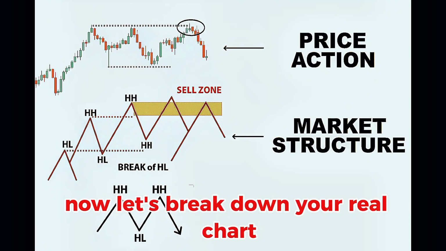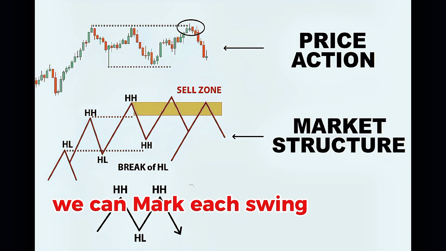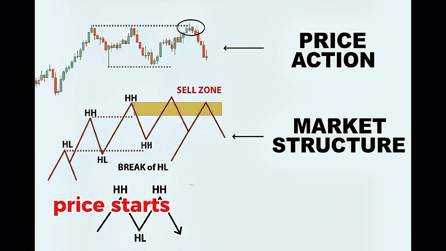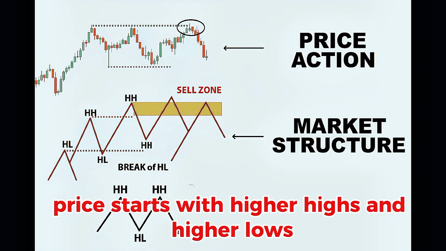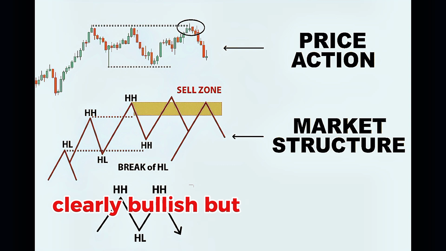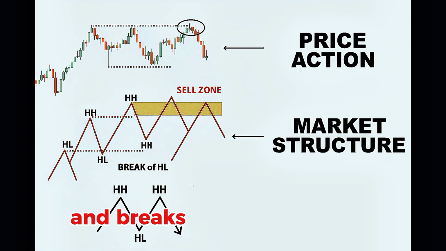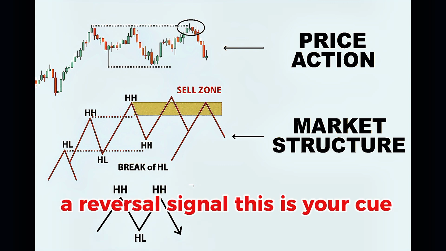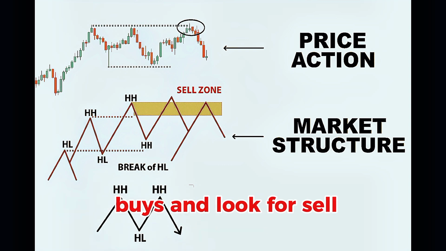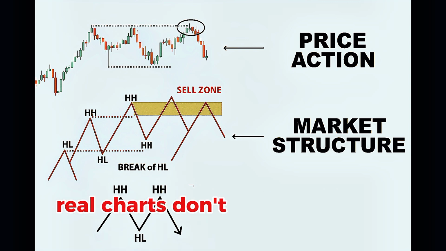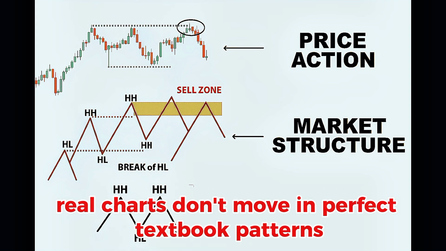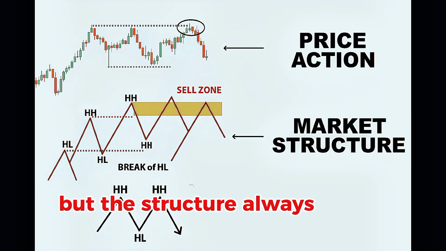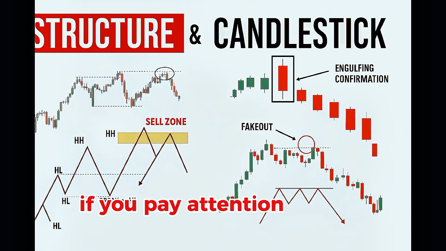Now let's break down your real chart. We can mark each swing high and low. Price starts with higher highs and higher lows, clearly bullish. But then it forms a lower high and breaks the last higher low. That's the break of structure, a reversal signal. This is your cue to exit buys and look for sell opportunities. Real charts don't move in perfect textbook patterns, but the structure always reveals the bias if you pay attention.